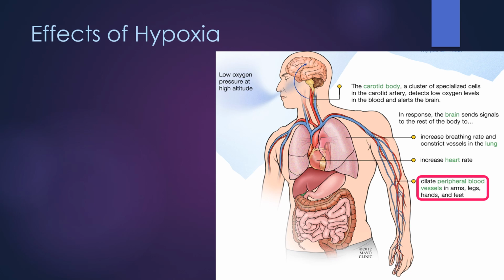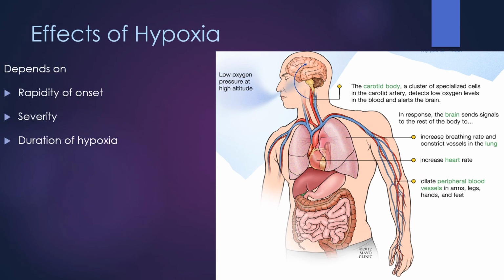All these effects of hypoxia depend on the rapidity of the onset, how fast it comes, and also the severity, how low the oxygen tension level is, and also the duration of the hypoxia, whether it is for a shorter time or a longer duration. We have seen the compensatory mechanisms of the body. Later we'll see it elaborately.